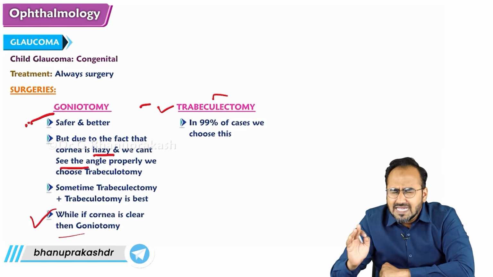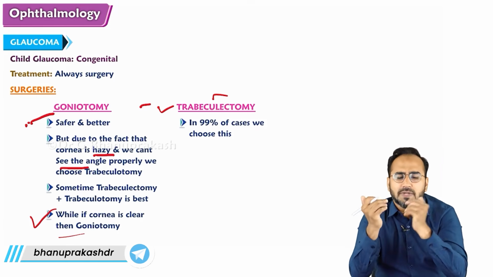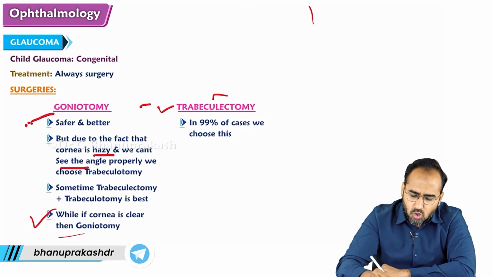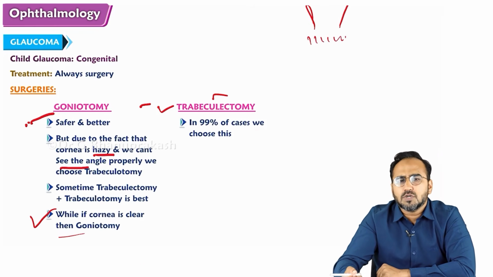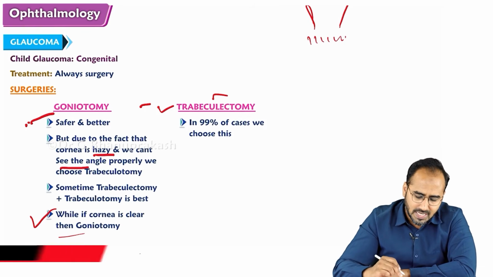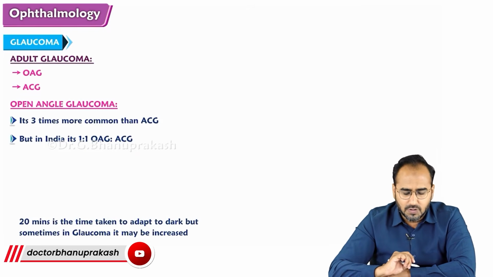The angle is open. The pathology is beneath the angle. Open angle means the angle is open and the pathology is beneath the angle, which is mostly the trabecular meshwork only. Okay. So that was regarding the congenital glaucoma.